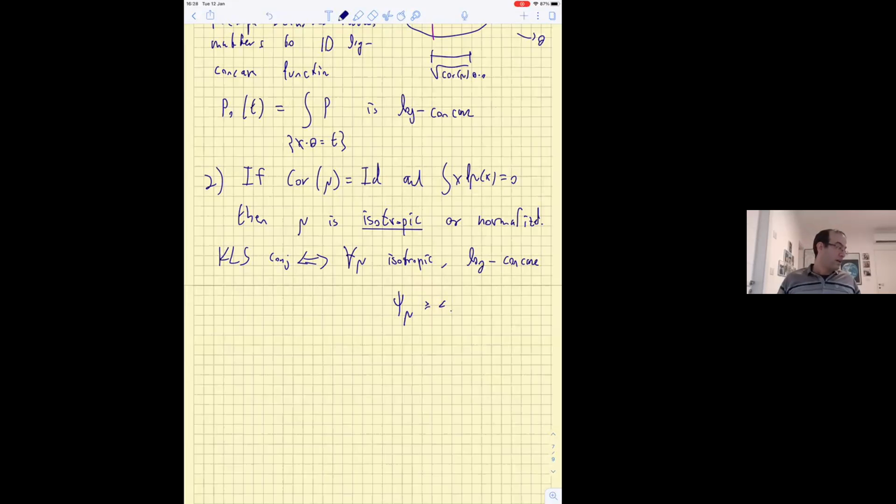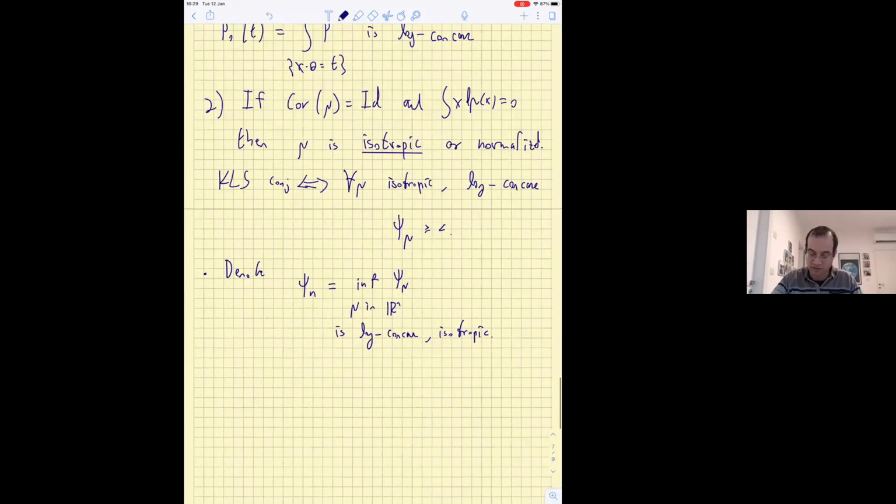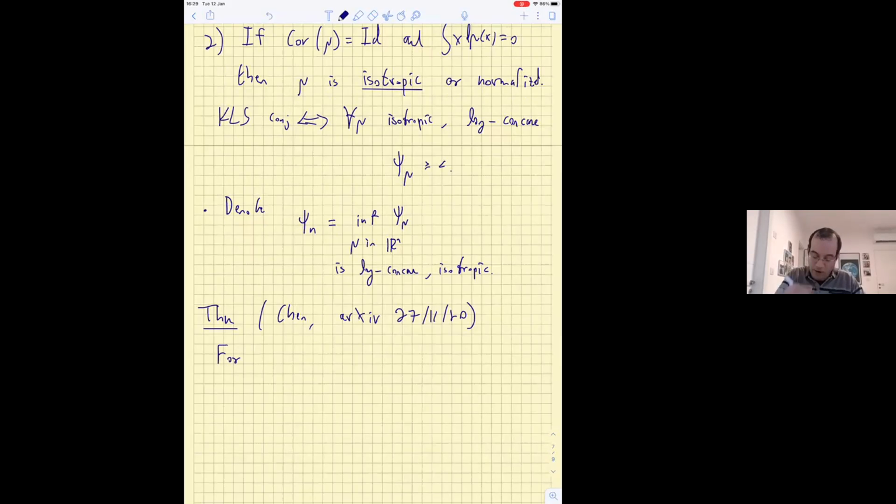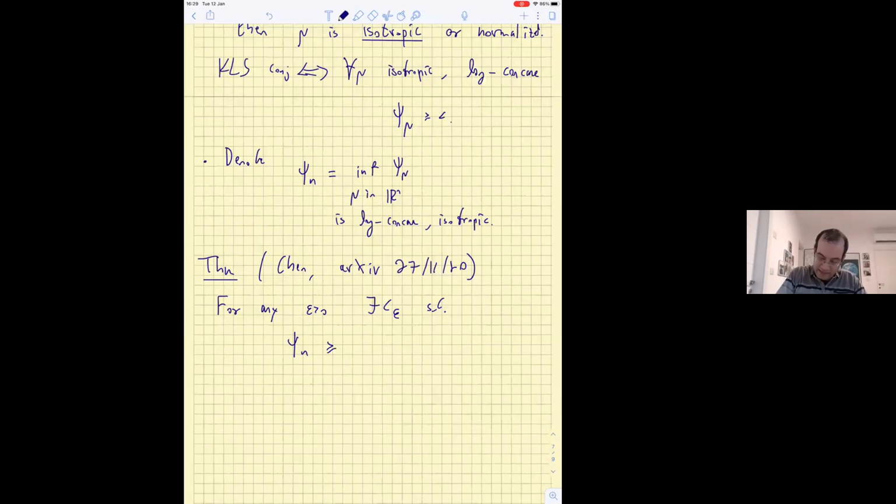Okay. So now let's look at the results of Chen. So let's look at the worst thing that you know in R^n: the infimum of psi of mu, where mu in R^n is log-concave and isotropic. That's psi n. So the KLS conjecture says that psi n is at least a constant. And a theorem by Chen from 2020 says that it's not really bounded, but it goes slower than any polynomial. For any epsilon which is positive, there exists some constant c epsilon such that psi n is at least c epsilon over n to the epsilon. So it decays very slowly.